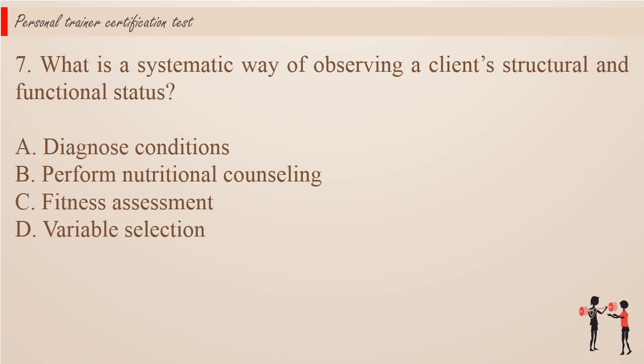Question 7. What is a systematic way of observing a client's structural and functional status? A. Diagnose conditions. B. Perform nutritional counseling. C. Fitness assessment. D. Variable selection.